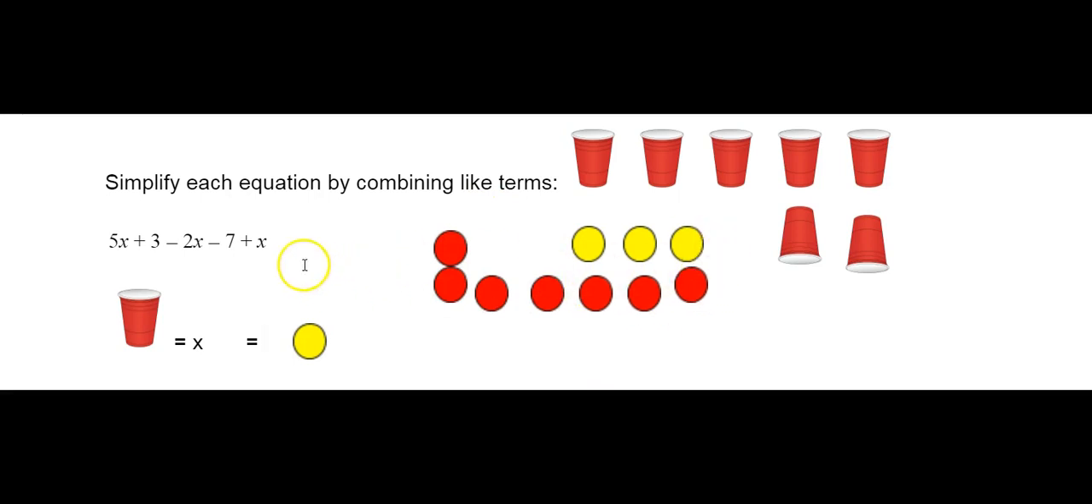I've got my 3 yellow chips, and I've got one more +x, so I'm going to give myself another cup here. Okay, I got my 5x, 1, 2, 3, 4, 5. I've got my +3, 1, 2, 3. I've got my minus 7, 1, 2, 3, 4, 5, 6, 7. And I got my plus x. That's my last one here.